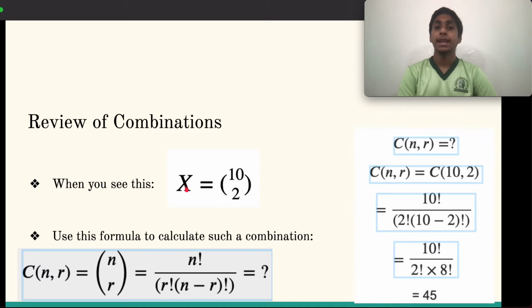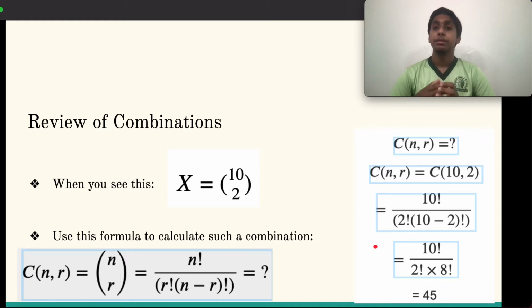So when you see x is equal to 10 choose 2, you read this as 10 choose 2, and we use this formula, right? So it's n factorial over r factorial times n minus r factorial. And we went over what factorials are. So out here I just calculated this one, right? The combination of 10 and 2, so 10 choose 2, is 10 factorial over 2 factorial times 10 minus 2 factorial, which is 10 factorial over 2 factorial times 8 factorial, which is 45. So again, combinations are simple.